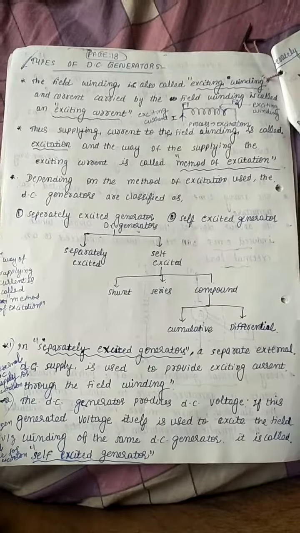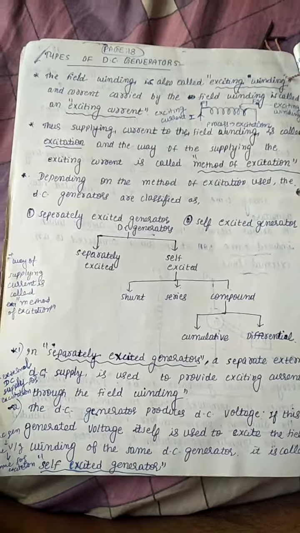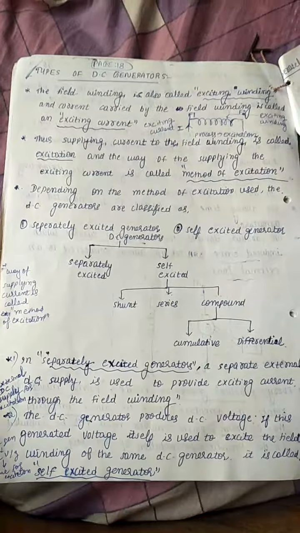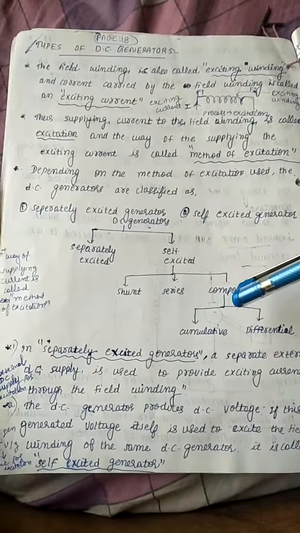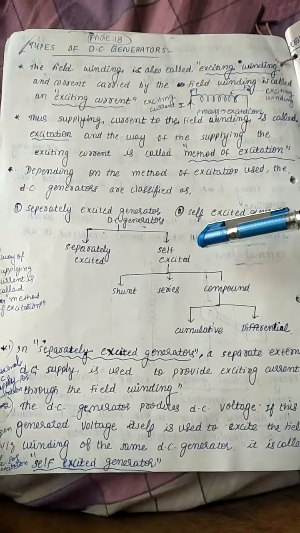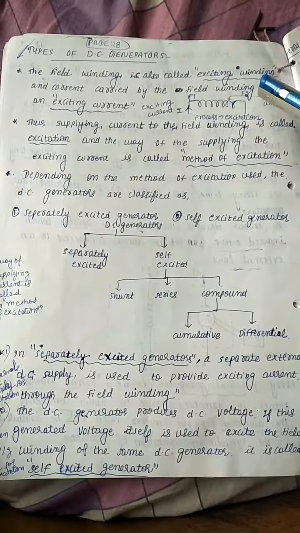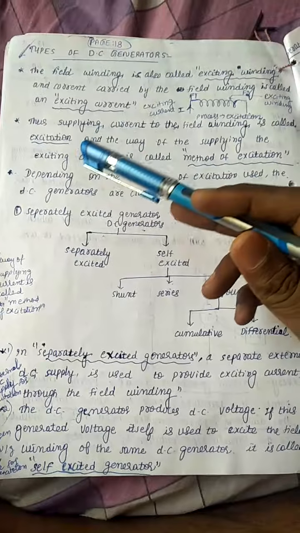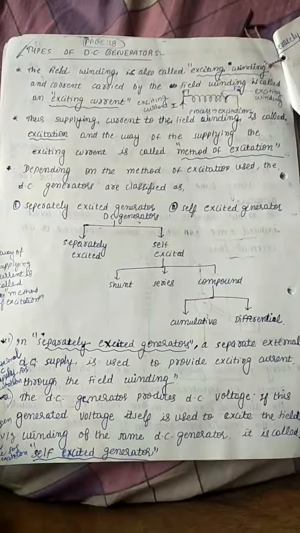In today's class, I am going to discuss the types of DC generator. Before going to the types of DC generator, first you should know the meaning of certain terms: exciting winding, exciting current, excitation, and method of excitation.